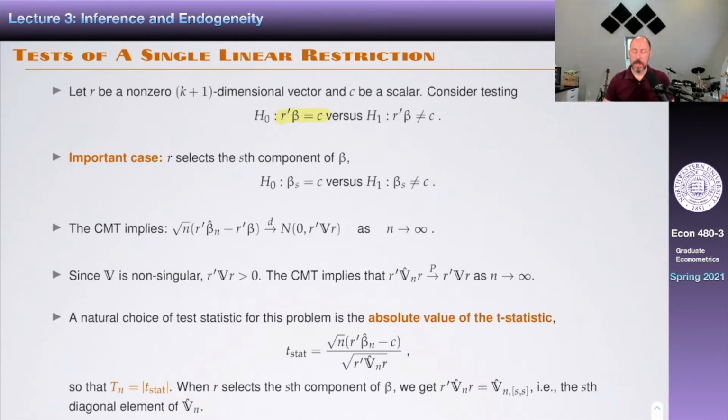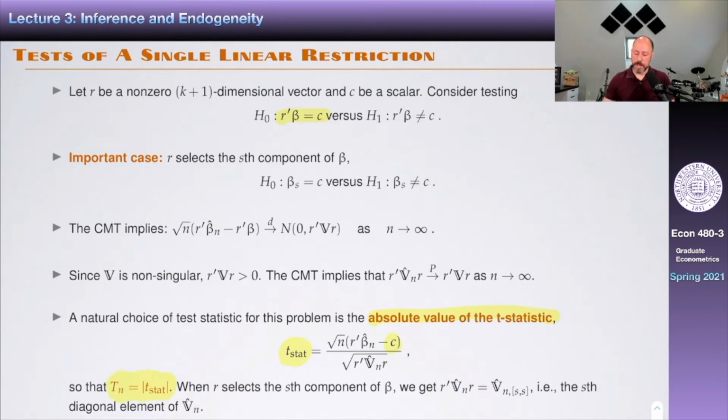We need to choose first a test statistic, and a natural choice of test statistic is the absolute value of the t statistic. The t statistic is this guy over here: square root n times R prime beta hat n minus the hypothesized value c, divided by an estimator of the standard error. So in the notation that I used before, our test statistic is just going to be the absolute value of the t statistic. Capital Tn is the absolute value of t stat.